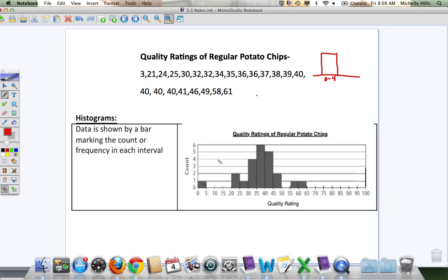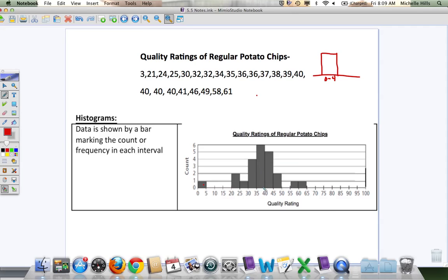So be very careful as you're doing these because it's tempting to put that 25, or if you had a 20 or a 35 or a 40, put those in the wrong interval. So again, if this first one starts at 0, the next one has to start at 5, and the next one starts at 10.